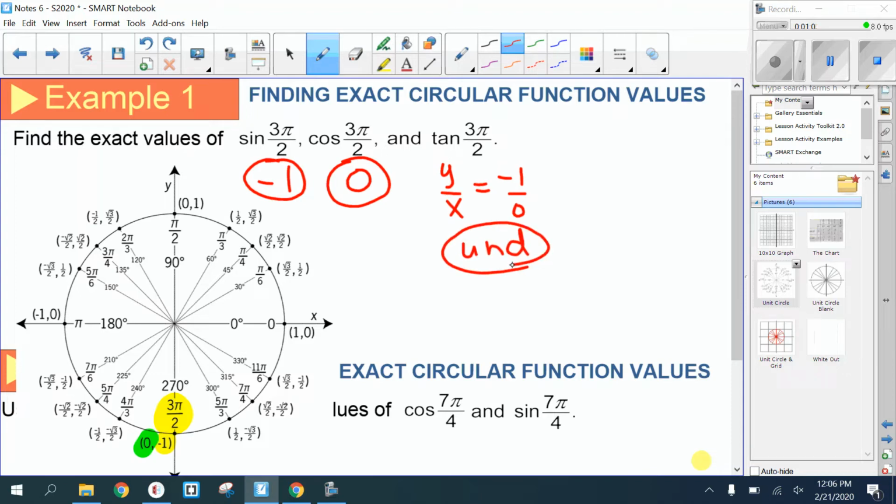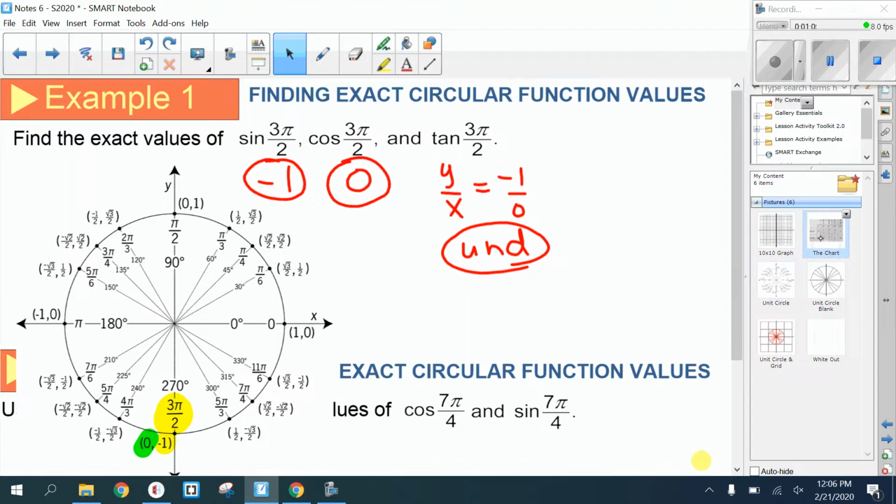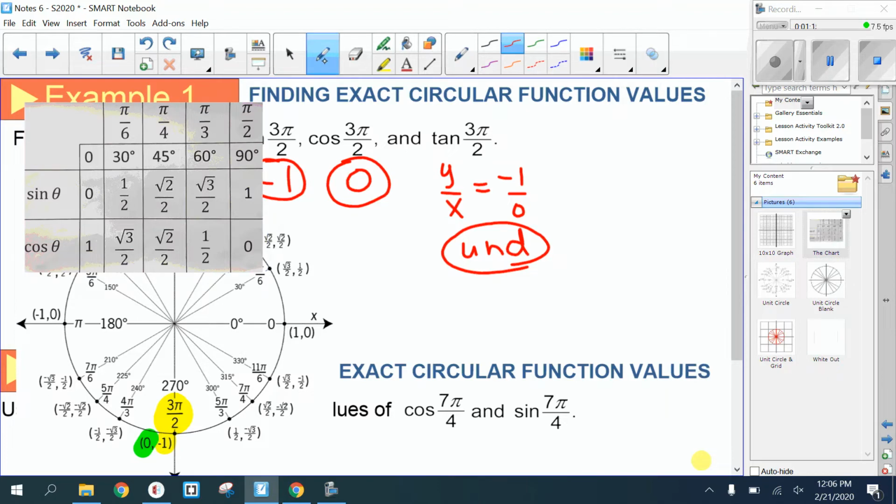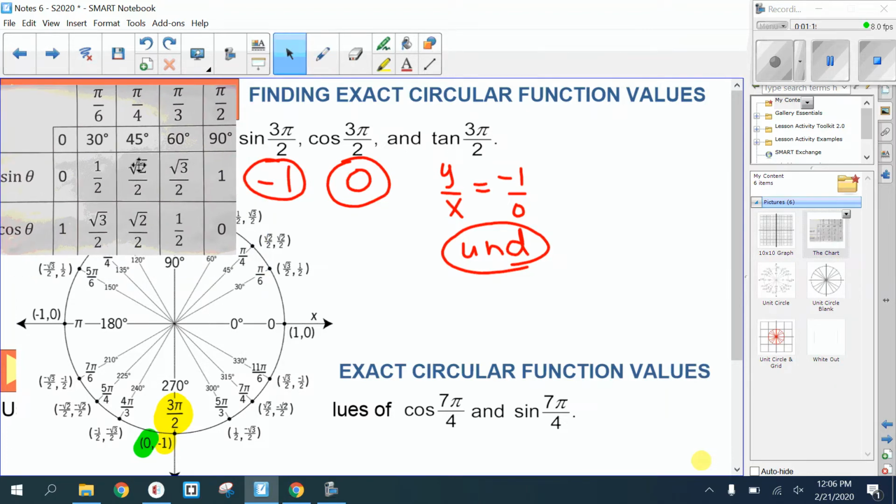It's really easy to do these problems using the circle. Okay? You should be comfortable also using the chart, though. So, think about what we did using the chart. If you wanted to find sine 3 pi over 2, you would first say, okay, well, I know it's a pi over 2. So if I do sine of that, it's going to be a 1. You just have to think about if it's negative or not.